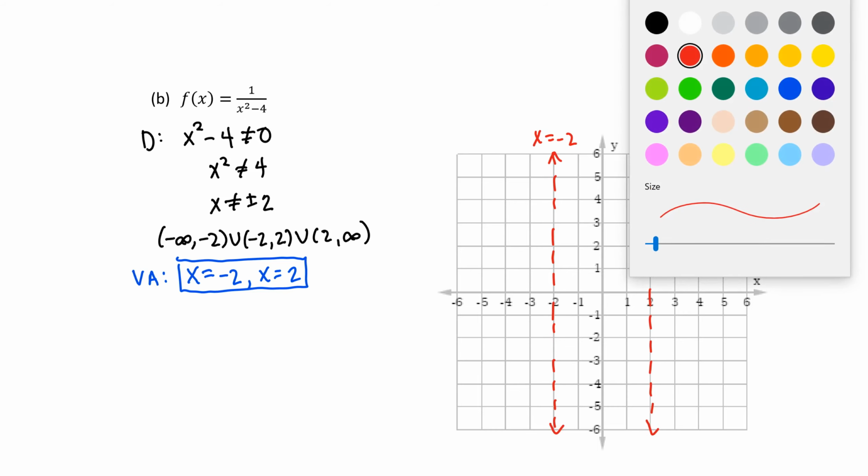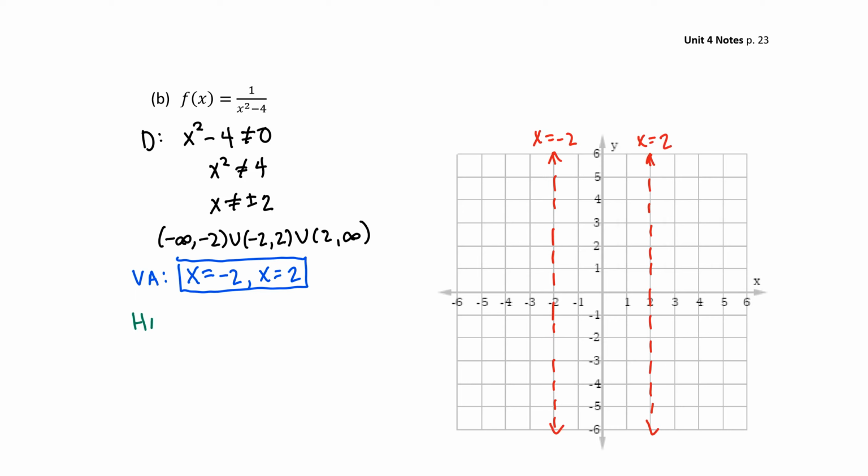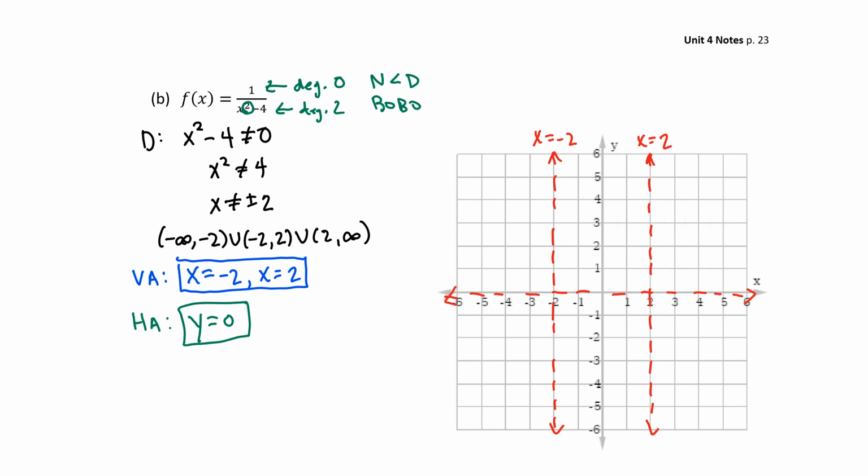The next piece of information we should look for is the location of a horizontal asymptote. And remember, we examined the relative degrees of the top and the bottom. As we saw on the previous example, the degree of the top is 0 and the degree of the bottom is 2. So in this case, the degree of the numerator is less than the denominator. Again, that's our Bobo case, bigger on bottom. The equation of our horizontal asymptote then is y equals 0. So we can construct this horizontal asymptote right on top of the x-axis with equation y equals 0.